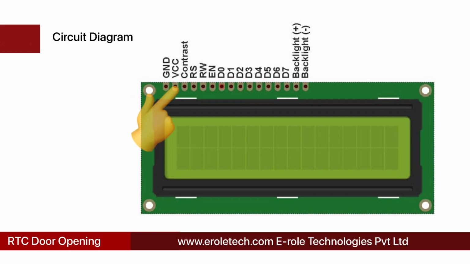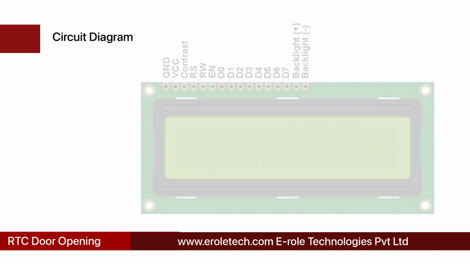First pin is ground, second is VCC, then contrast, RS, RW, enable, D0, D1, D2, D3, D4, D5, D6, D7, VCC, and ground. Pin 1 and 2 provide the supply for its internal circuitry, and pin 15 and 16 provide the supply for its backlight.